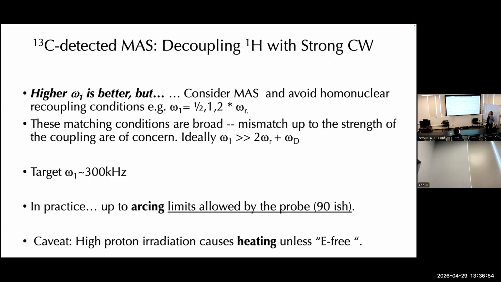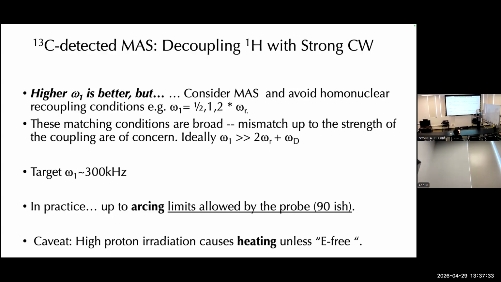I think here, higher omega-1 is better, but we have to consider homonuclear recombination. If omega-1 is equal to omega-R, that was one of the homonuclear recoupling conditions we talked about a month ago. And there's another one where omega-1 is half omega-R. There are other phenomena where omega-1 is 2 omega-R. You remember I referred to a minefield of conditions. And the problem is not just that there are conditions. The problem is that the matching conditions need to be missed by a wide margin. You don't want to be slightly off of them.